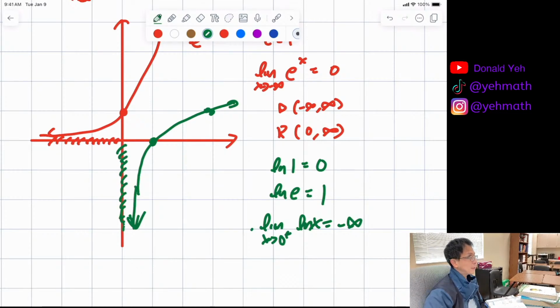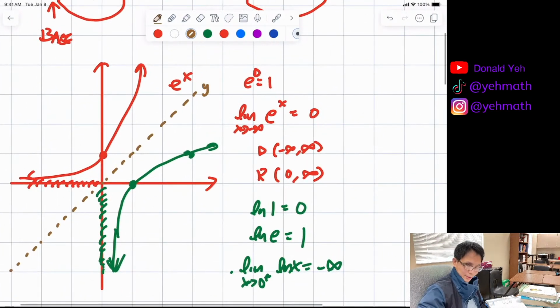Remember, I told you this is the graph that you need to know for algebra tests. Is there also a slant asymptote? There is no slant asymptote, but there is a line of symmetry, because these are inverses of each other. They have symmetry across y equals x, between e to the x and natural log of x. Got it? Okay.